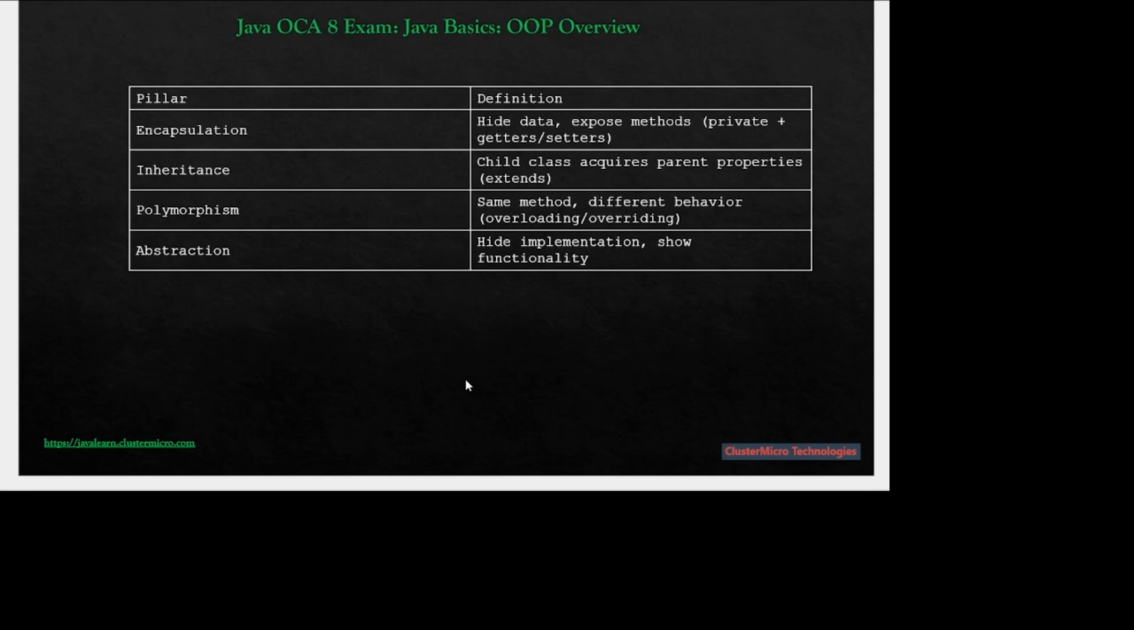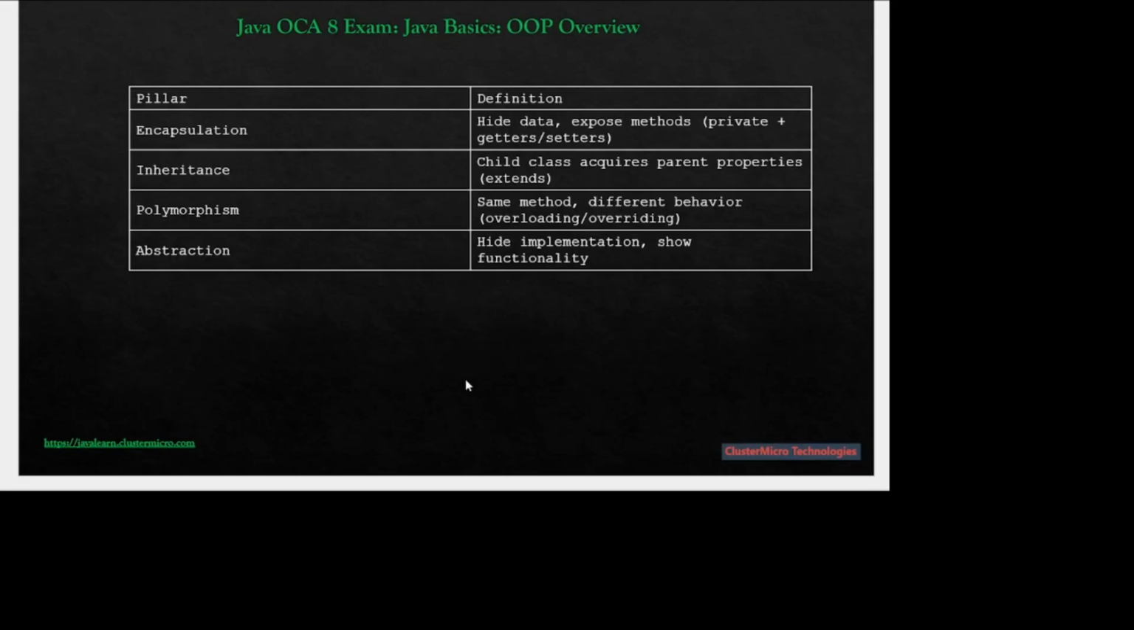And polymorphism is basically one name, many forms. Say you have one word, play. When you say play to your dog, it runs and fetches the ball. When you say play to your music system, it starts music. When you say play to your friend, you both start playing cricket, right? Same word play, but different actions depending on who is hearing it. So that's the basic idea of polymorphism.